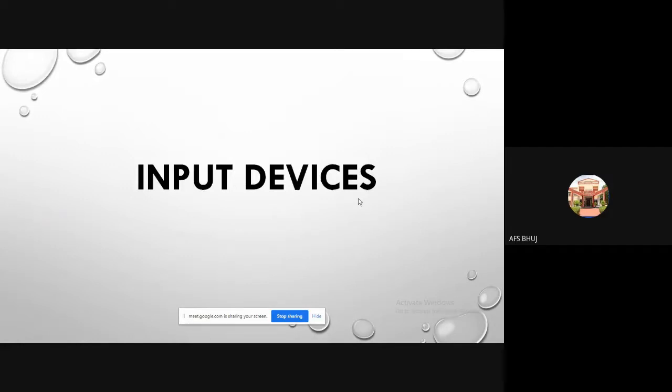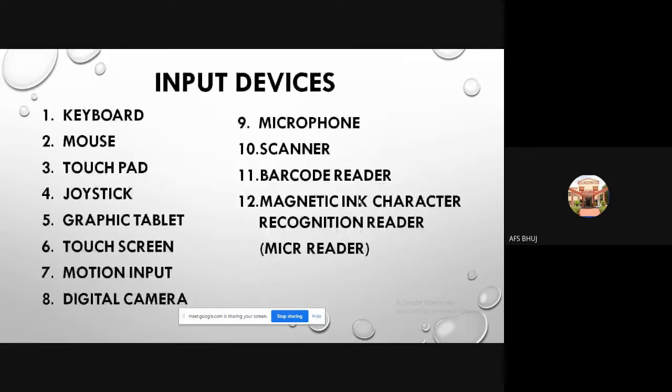Now, just a brief description, a few details about input devices. These are the input devices we have: keyboard, mouse, touchpad, joystick, graphic tablet, touch screen, motion input, digital camera, microphone, scanner, barcode reader, magnetic ink character recognition reader, or we can call it a MICR reader also. And what are these input devices? I'm going to explain to you.